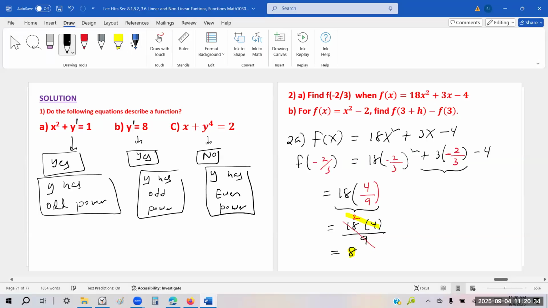And then here, multiplication. Basically, it means you have 3 times 2/3. You don't have to write it down. I wrote it down so that you can see. You can easily cancel the 3 on the top, 3 on the bottom. So what do we have then? Negative 2. And lastly, we have the lonely minus 4. So you can do 8 minus 2 is 6. And then 6 minus 4 is 2. Any question?